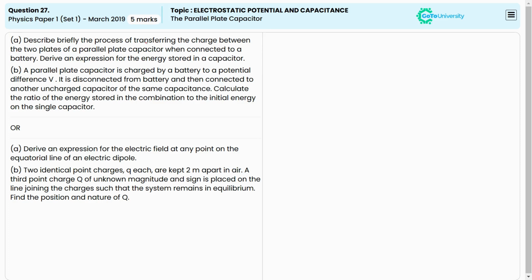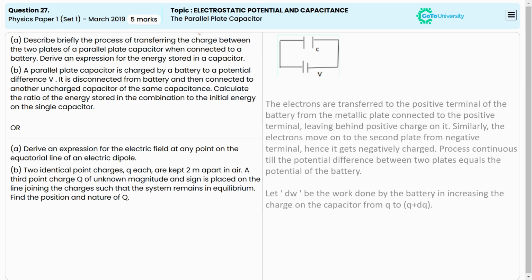Describe briefly the process of transferring the charge between the two plates of a parallel plate capacitor when connected to a battery. Derive an expression for energy stored in a capacitor. This is the simple diagram here. Capacitor and the battery are connected.